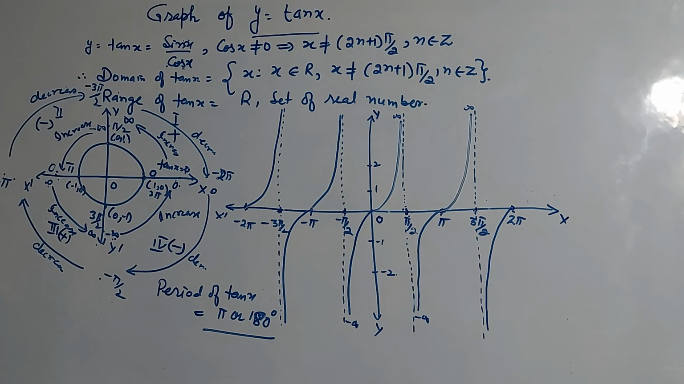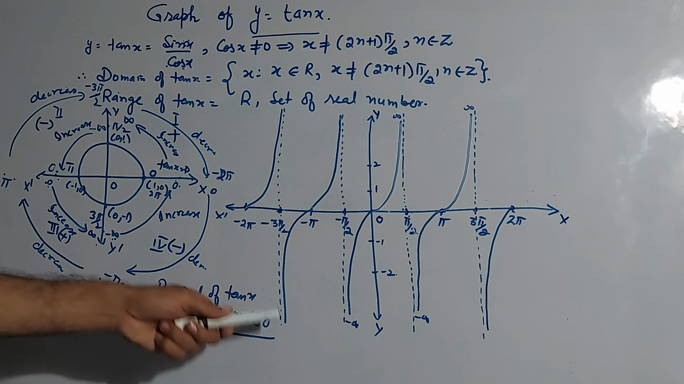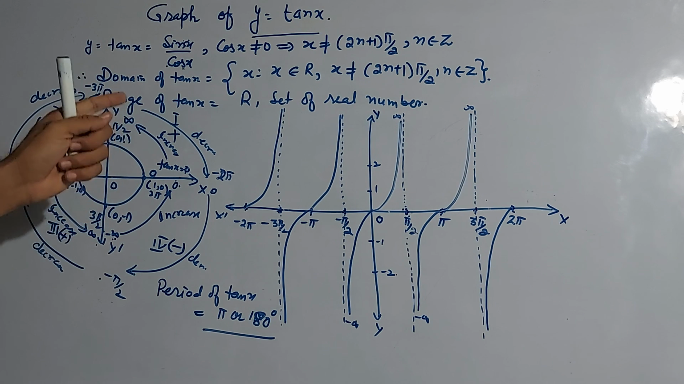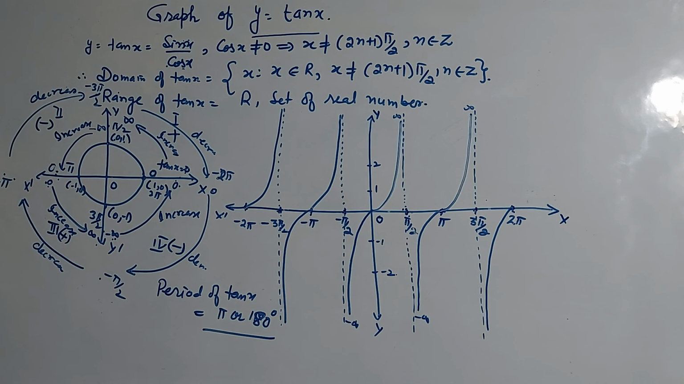So this is the graph of tan x. Now we can see from this, cot x is the reciprocal of tan x, so the period of cot x will also be pi. And now we can conclude from here that the period of tan x and cot x is pi, and the period of secant x, cosecant x, sin x, and cos x is 2 pi. So this is the graph of tan x.